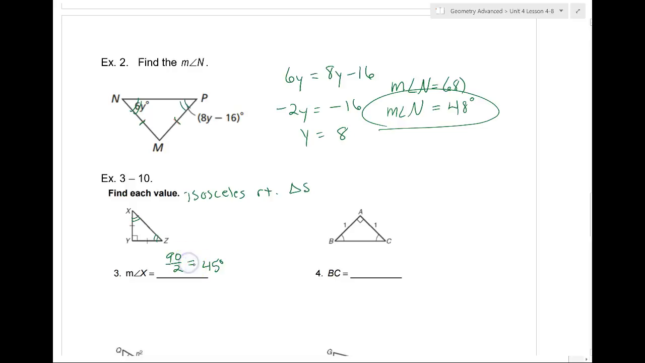Now, here's the thing. Anytime you see the words isosceles right triangle, you should know that those 2 acute angles are how many degrees? 45. We're going to do a lot with that second semester, but this is really the precursor. This is where it's all coming from. But you should always know they're always 45 degrees.